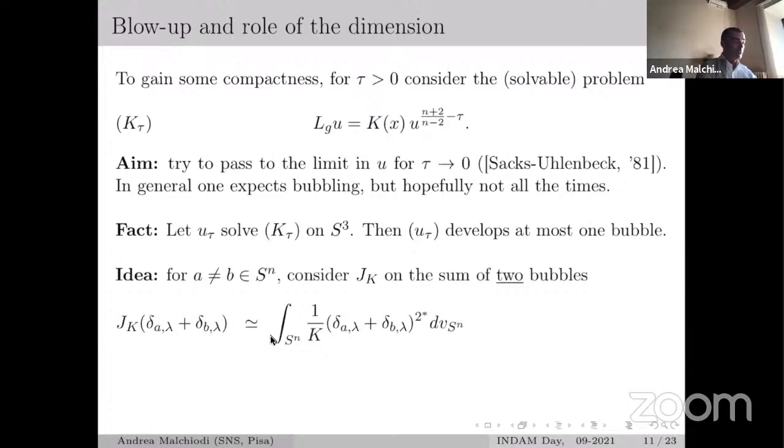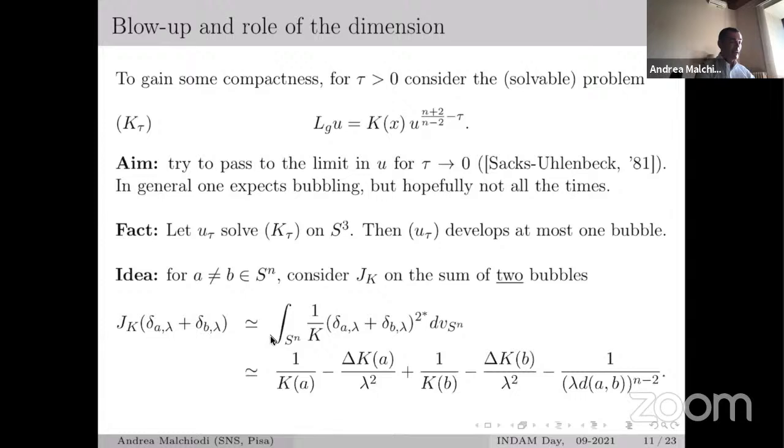The idea is the following. Consider 2 points on the sphere, and let me use the above approximation for a sum of 2 bubbles. I just consider the energy functional on a sum of 2 bubbles for simplicity, with the same scaling parameter lambda, but centered at 2 different points, A and B. So I use the rough approximation that I did before, and what I'm going to find is the sum of the previous Taylor expansion at the point A and at the point B. But there is also an interaction term that you can expand in the following way.